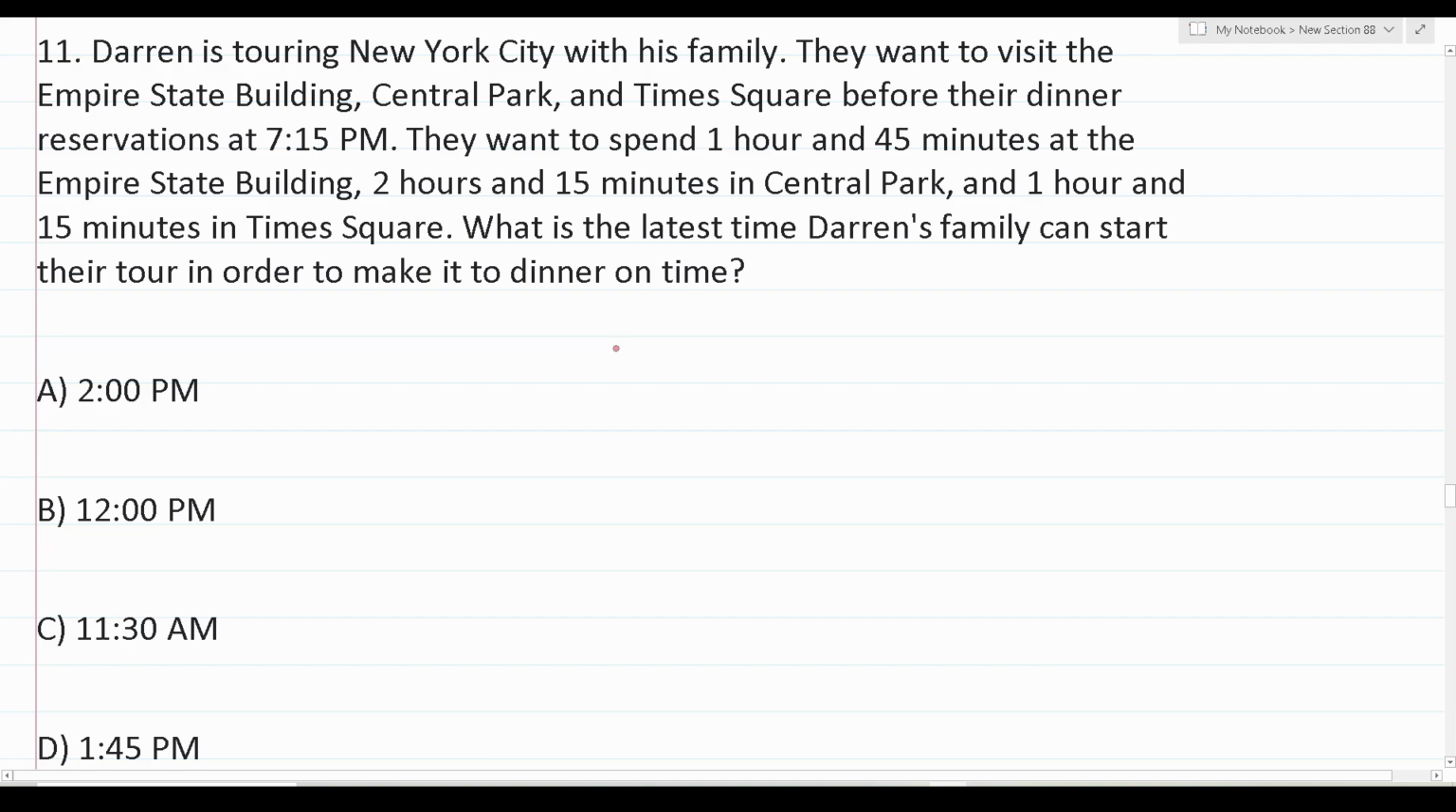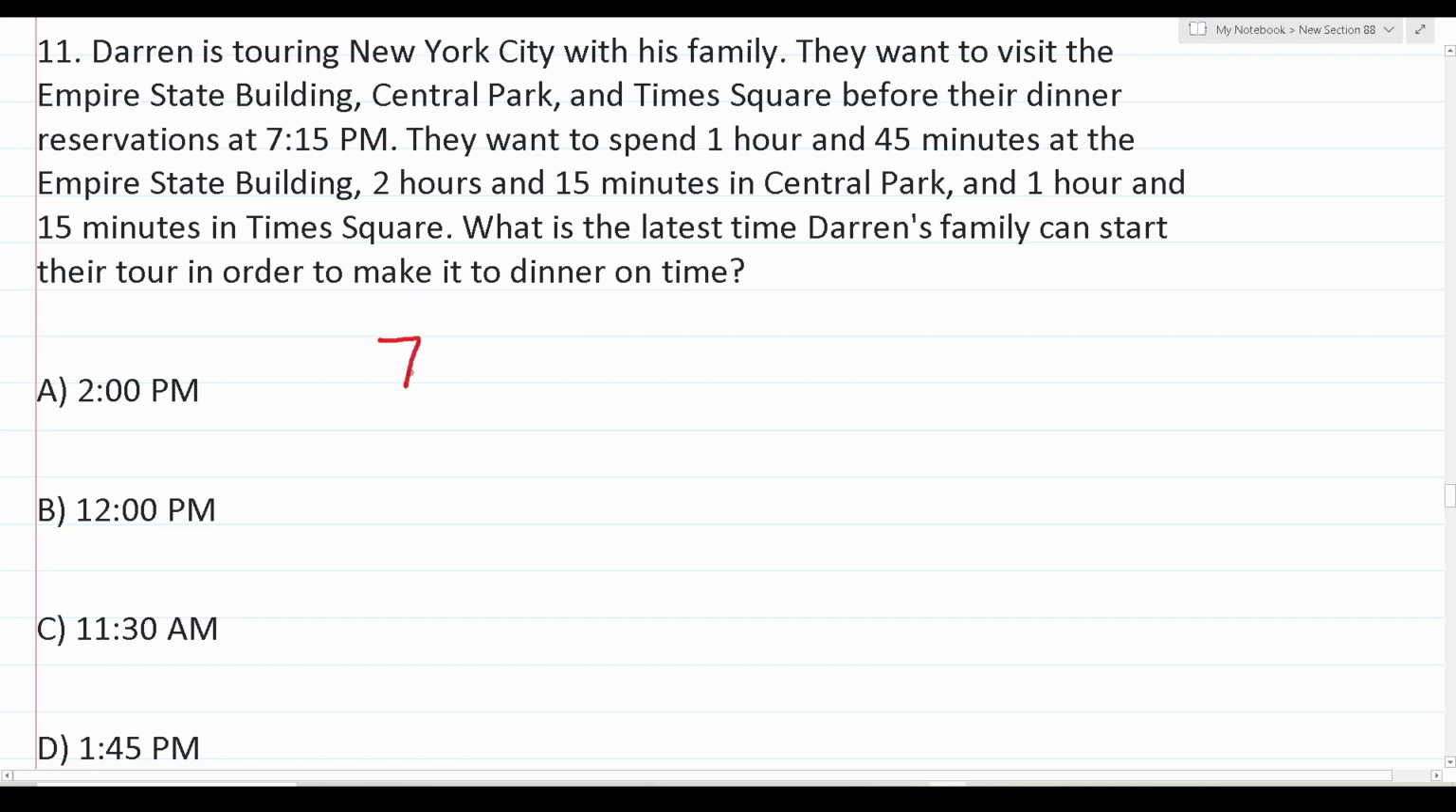They want to spend 1 hour and 45 minutes at the Empire State Building, 2 hours and 15 minutes in Central Park, and 1 hour and 15 minutes in Times Square. What is the latest time Darren's family can start their tour in order to make it to dinner on time?